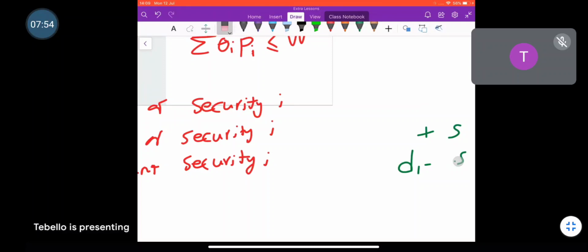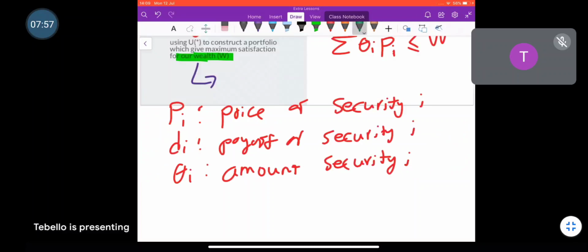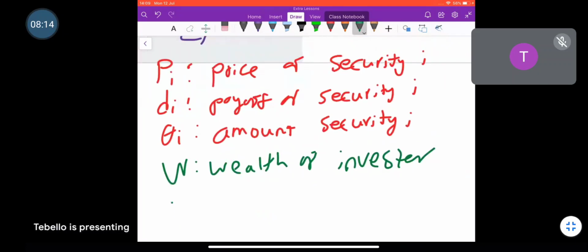This is going to be your wealth, the wealth of an investor. And then you have X. X is your state payout.